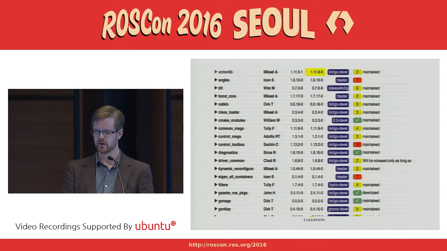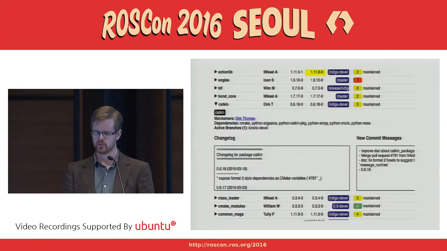And the number, and then the blue box is showing the development branch, and then the number on the right is showing the number of commits that have gone in to the devel branch since the last release. So if we pop one of these open, we see, okay, in Catkin since 0618, the following 3 or 4 changes have gone into that repo.